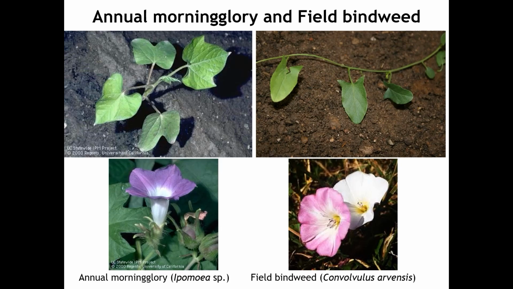Two other species that people confuse quite a bit. One is your annual morning glory and the other is field bindweed. Now, annual morning glory is an annual plant and it completes its life cycle in a year, whereas field bindweed is a perennial plant and it takes more than a year to complete its life cycle. Field bindweed also has a very vigorous root system that makes it very difficult to control. You can also see the differences in the flower shapes and colors in this slide.